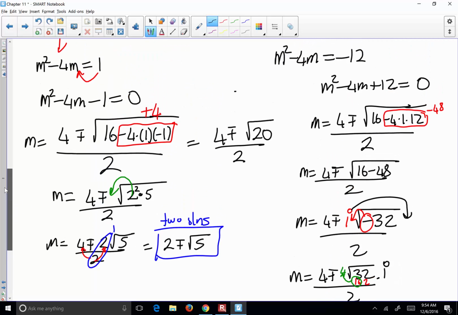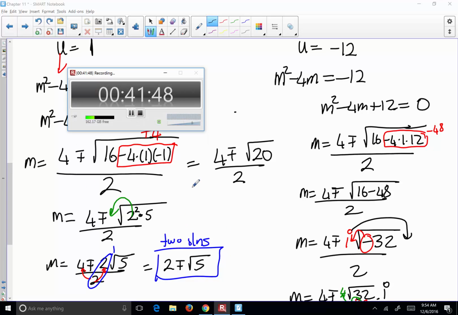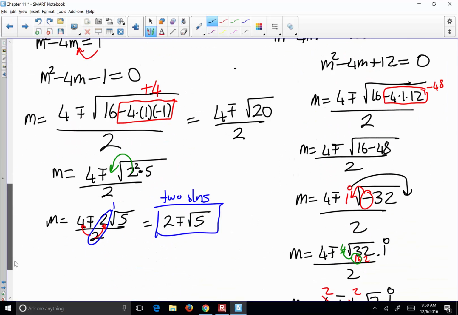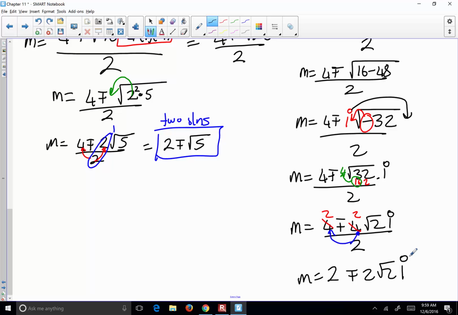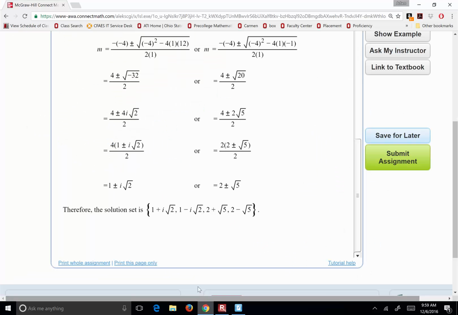Where's our other mistake? For the records, this question is correct, but ConnectMath is not accepting it because they have a mistake in their solution. 4 and 2 cancel, and this can't be the right answer for them. The other side matches. The 2 plus minus root 5 is the same as ours.